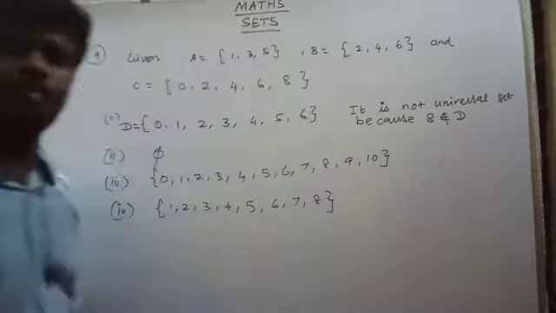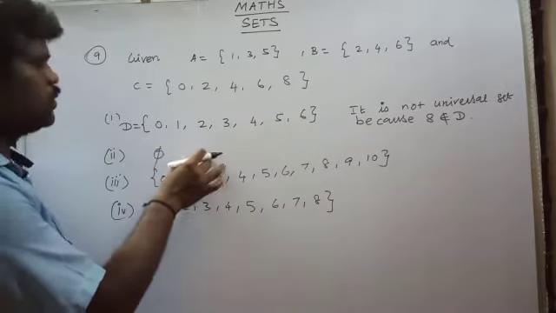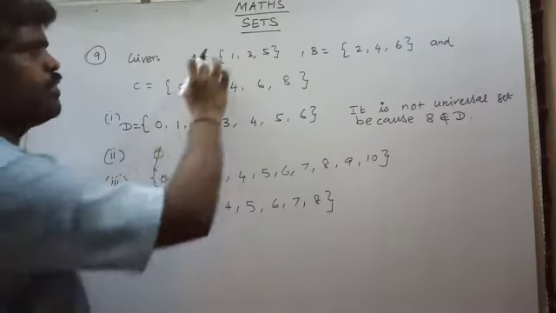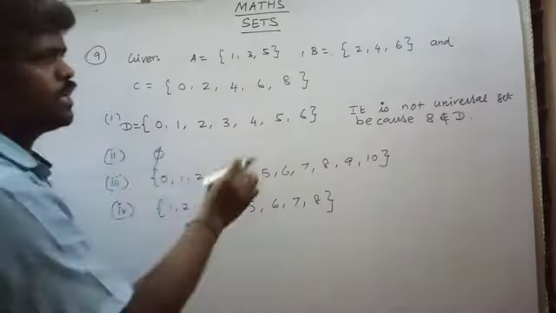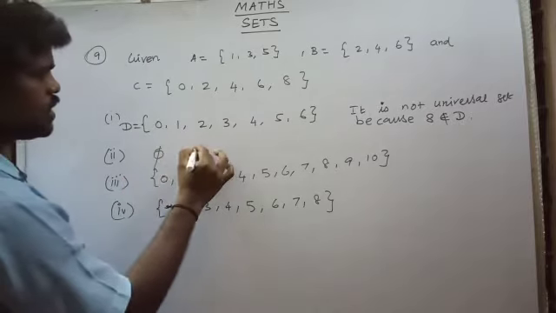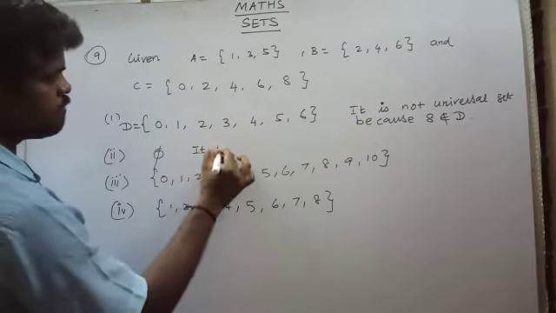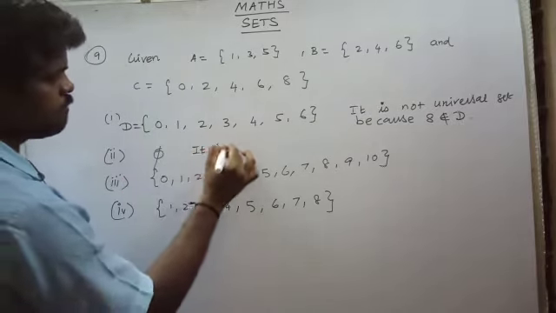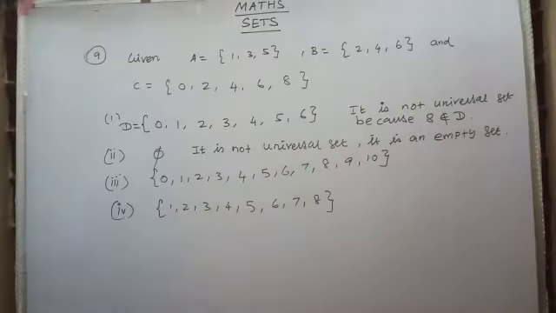Okay, and this is pi. Pi is an empty set, so it is not a universal set of anything. Here A, B, C have some elements, but pi is an empty set. Pi is an empty set, so it is not a universal set, because it is an empty set.